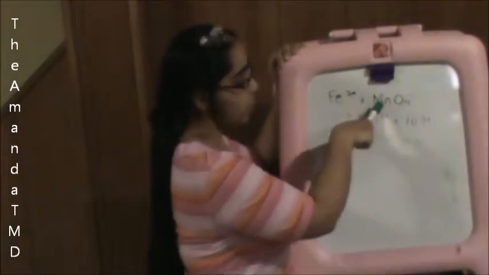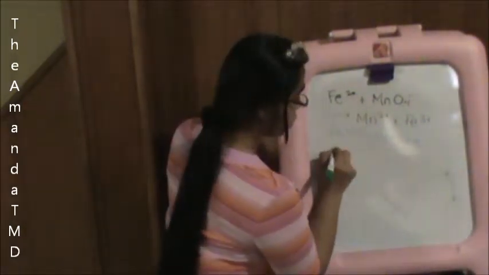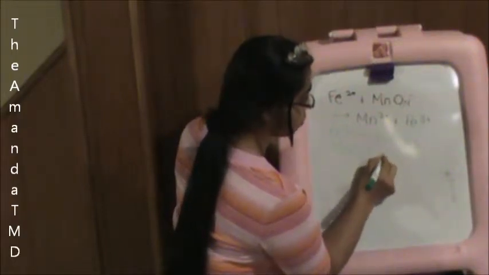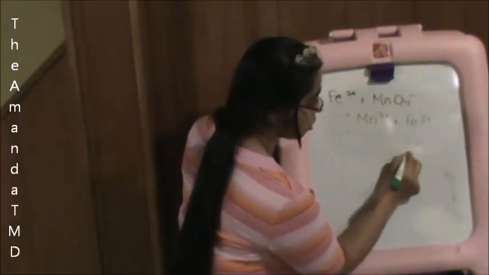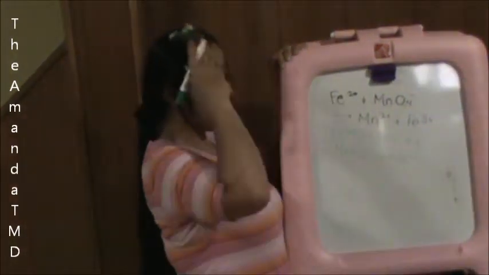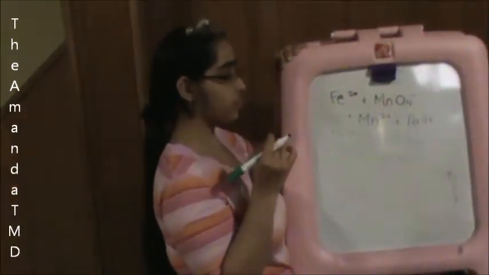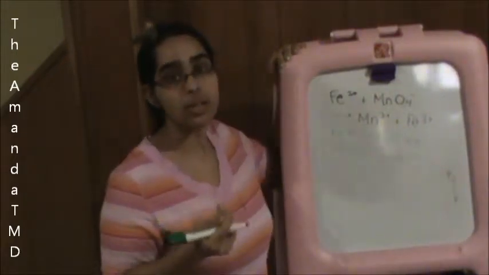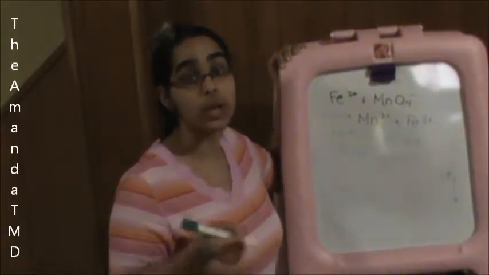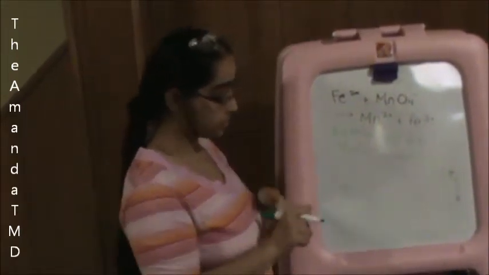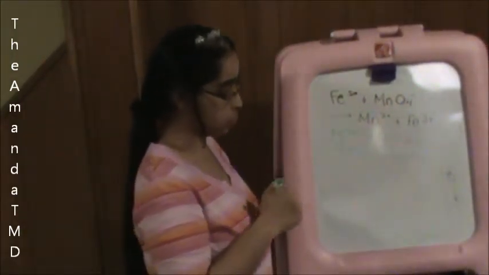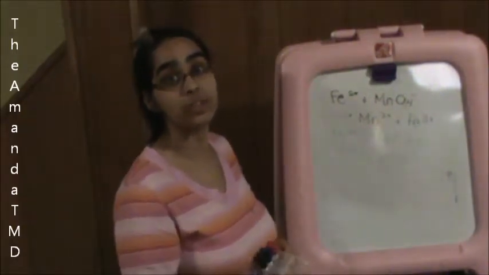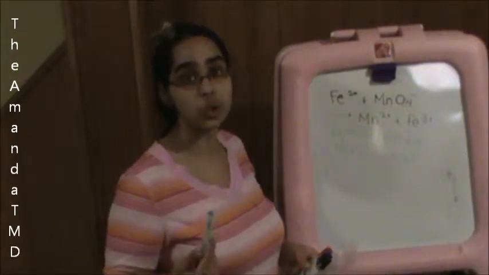Then I look at my manganese, which is MnO4- goes to Mn2+. Basically, what you have to do is add oxidation numbers, and that'll tell you if you're going to be gaining or losing electrons. This first one was easy because the oxidation numbers were actually given. The oxidation number is a charge on the individual atom.